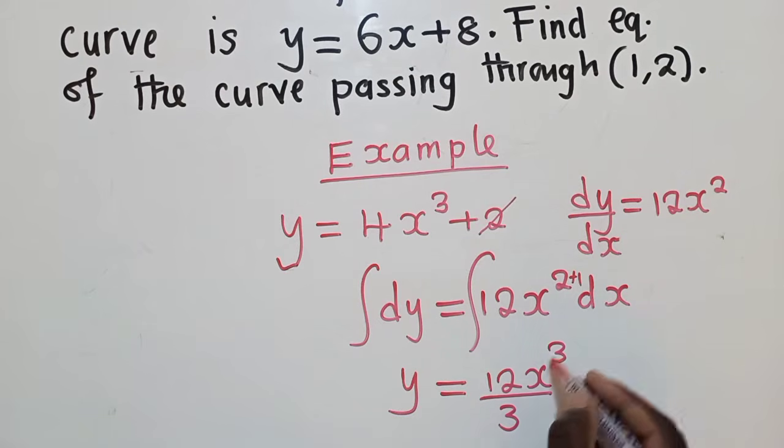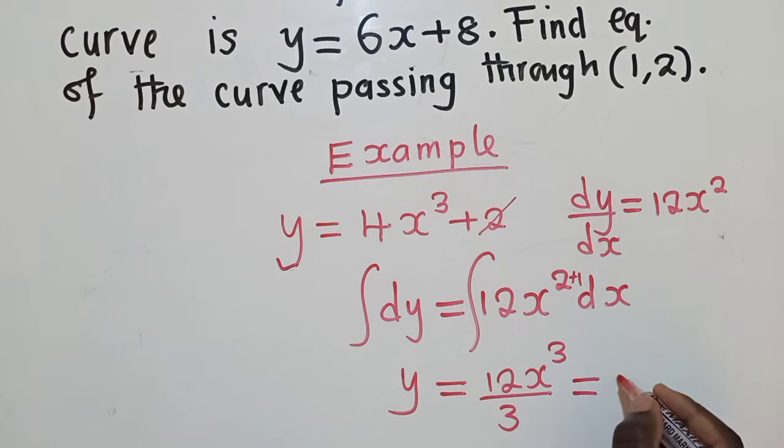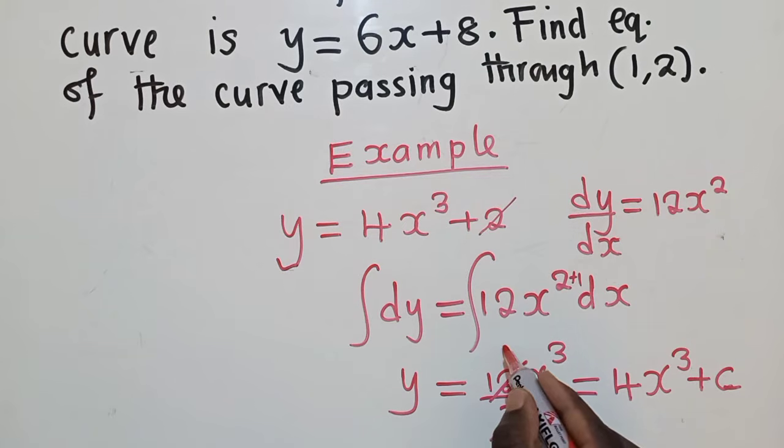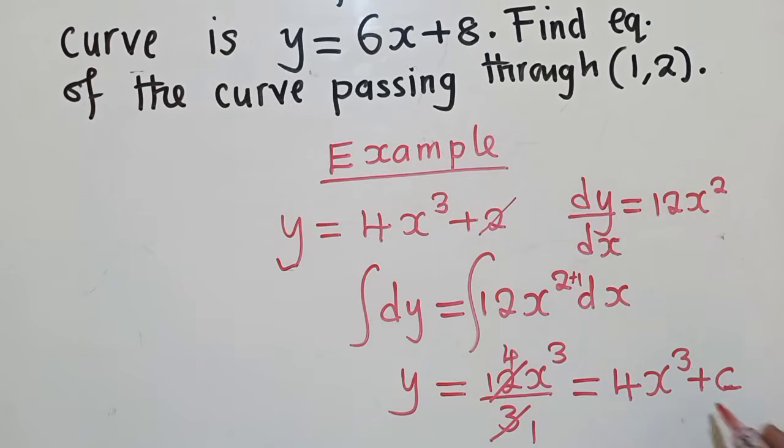Now, this 3, divide by it here. So 12x power 3 divided by 3. This will just give us 4x power 3, and then we say plus c. Okay, so we just say 3 into 3 is 1, 3 into 12 is 4, and this is what we have.